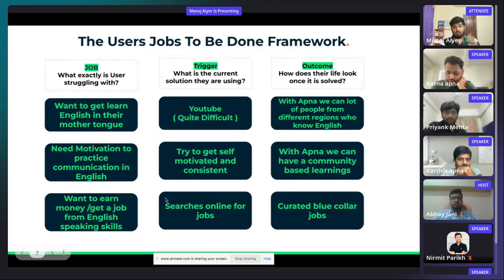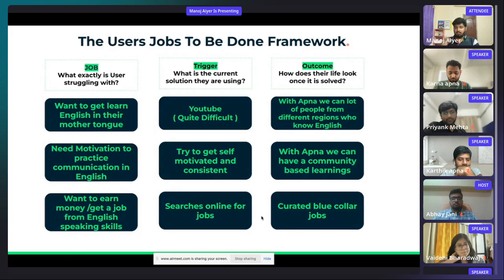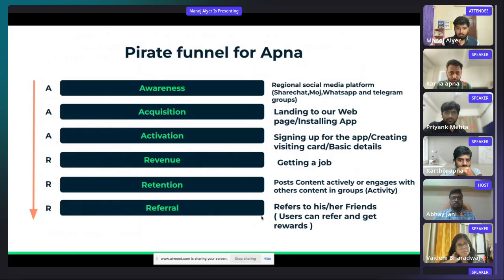And next is, they want to earn money and get a job. That's their outcome. They search online for jobs, but they don't get any. But Apna has a curated job list, which will help them to do that.